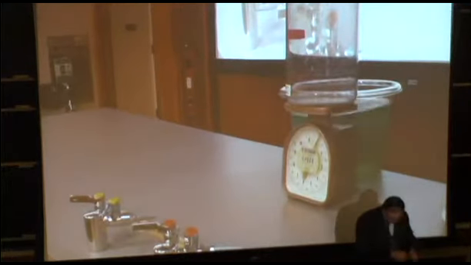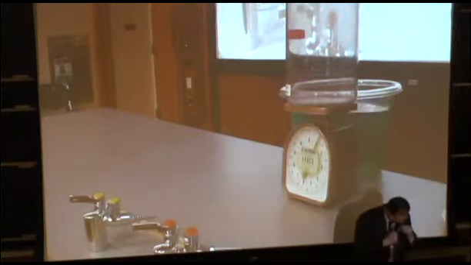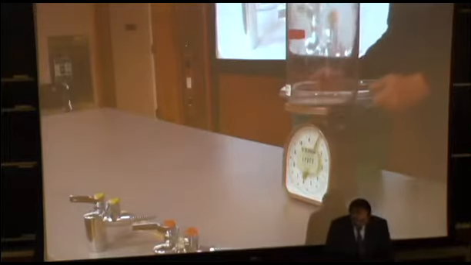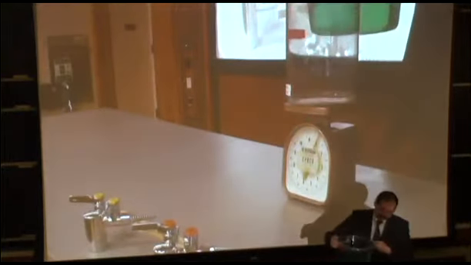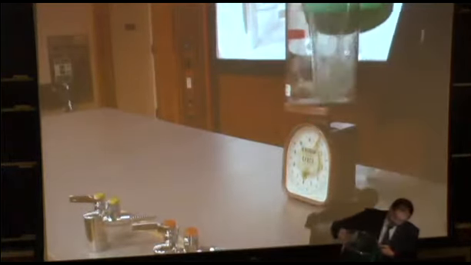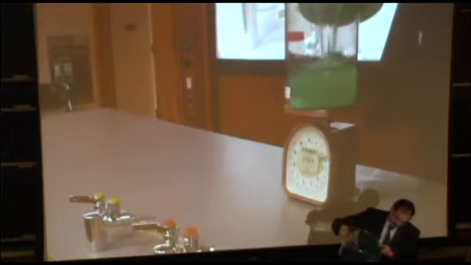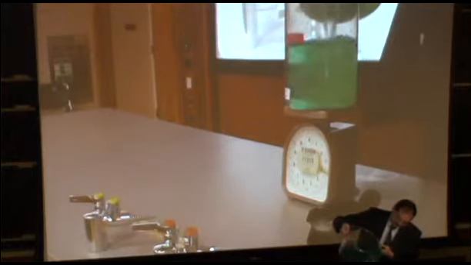That wasn't planned. All right. That's water and food coloring. So in the future I might eat it when I'm hungry.